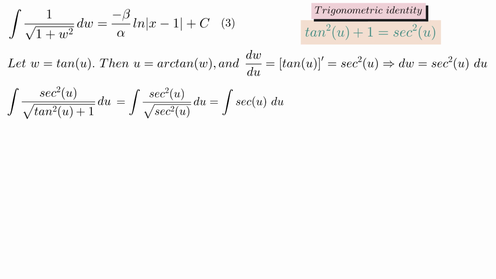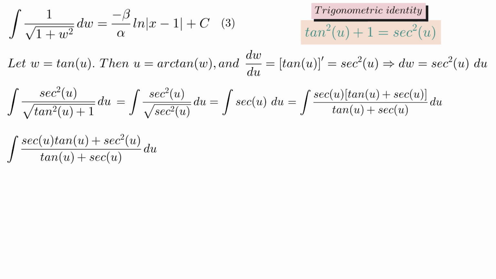So now we multiply secant u by (tangent u plus secant u) over (tangent u plus secant u). And I'll show you why we do this. So we expand, and we get (secant u times tangent u plus secant squared u) over (tangent u plus secant u) du. Now we make a second substitution. Yes, I know, my friends. Please bear with me a little longer. This torturous integral will be over in no time.